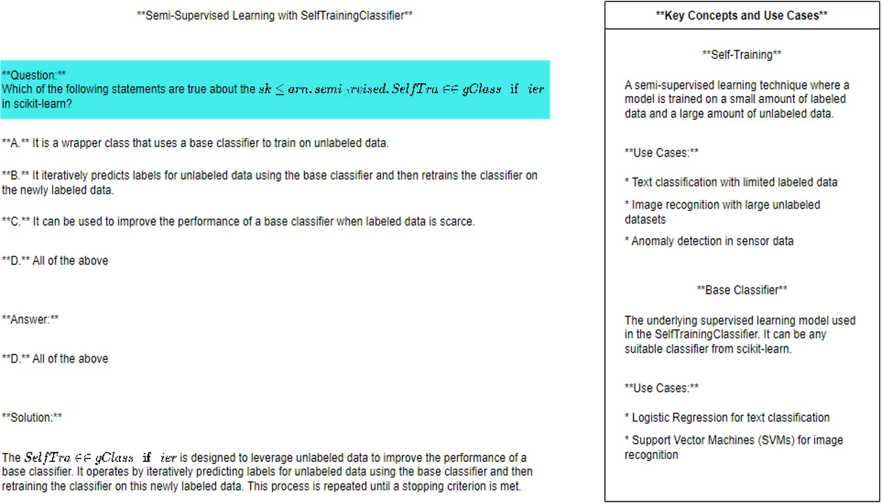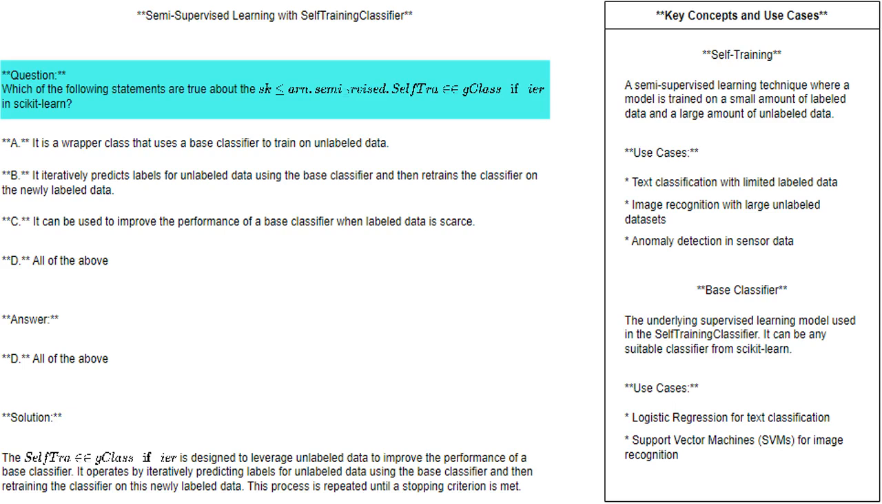Which of the following statements are true about the sklearn semi-supervised self-training classifier in scikit-learn? A. It is a wrapper class that uses a base classifier to train on unlabeled data. B. It iteratively predicts labels for unlabeled data using the base classifier and then retrains the classifier on the newly labeled data. C. It can be used to improve the performance of a base classifier when labeled data is scarce. D. All of the above.